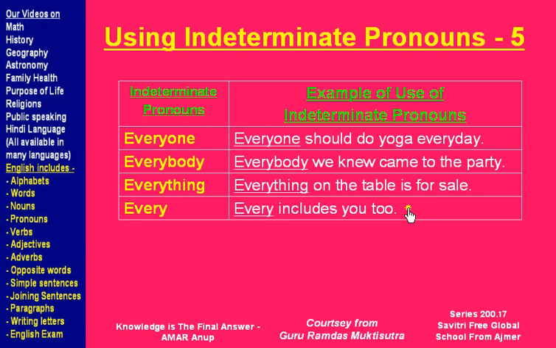Last example, every includes you too. Suppose I said that every person has to do and somebody didn't do it. So I will tell them every includes you too. Suppose I say remove your shoes, or when you are at the airport they ask you to remove your shoes before you go through the security and somebody didn't remove it. So the person will say every includes you too. So every is an indeterminate pronoun which is replacing, say, you in this example, but it is being non-specific.